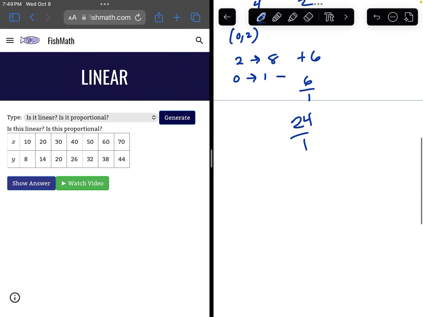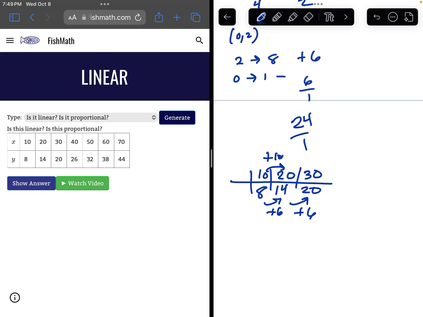Let's see, this one, we can't tell the y-intercept, so we have to work backwards if we know it's linear. So this one, 8 to 14 to 20, we're adding 6 every time. So that's got a constant rate as we go up by 10. So 6 over 10, or 3/5 would be the rate. If we work backwards, it would be at 2. So that's not proportional, but linear.